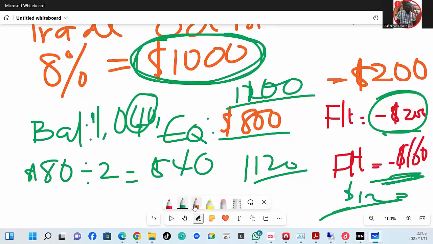But a lot of traders, they don't want to give this money back. They want to keep on struggling.